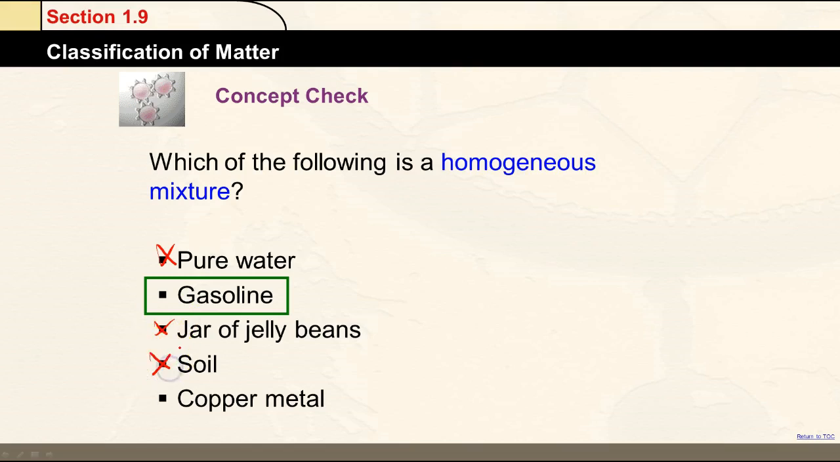Same thing with soil. You can see the differences. You can see worms and rocks and different sizes of soil pieces, so that would not be a homogeneous mixture. And the last one down here, copper metal. Copper would be an element on the periodic table, and since it's on the periodic table and it's only copper, then it's not a mixture. It's just that one thing, so that would also not qualify, which leaves us with our last thing here, gasoline. Gasoline is composed of a bunch of different parts, and it's hard to see the differences in gasoline. If you look at a container of gasoline, it would all look the same, and so we would qualify that as a homogeneous mixture.